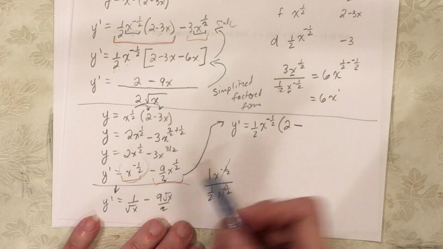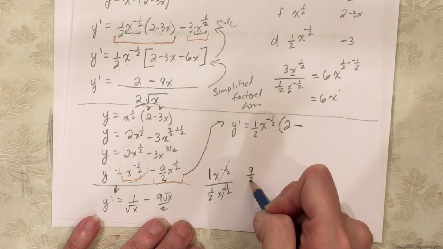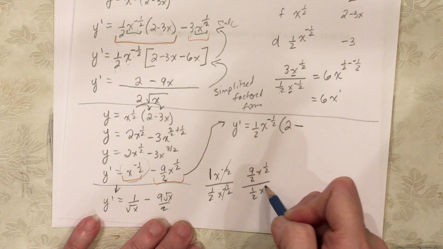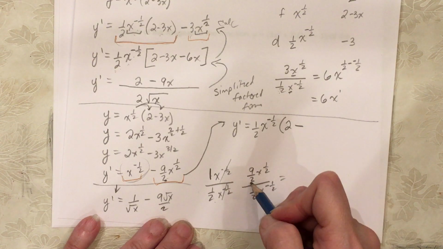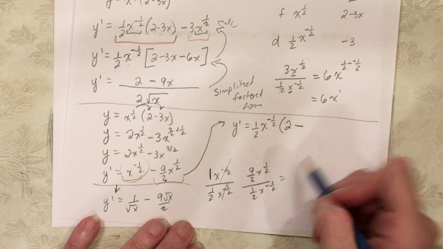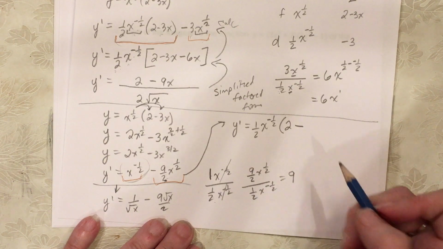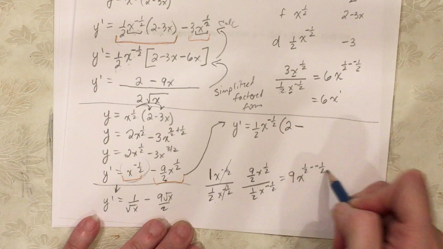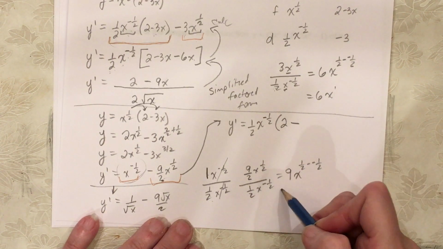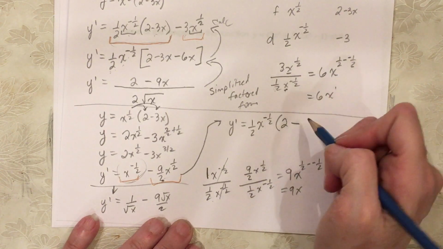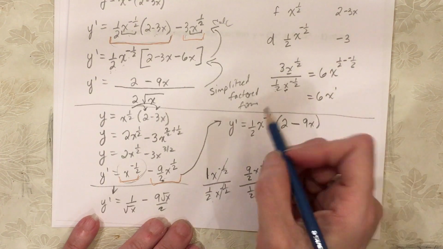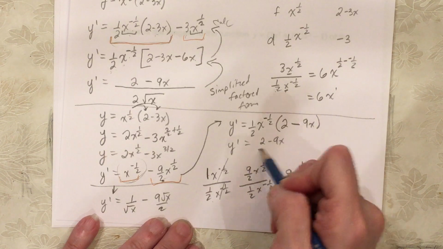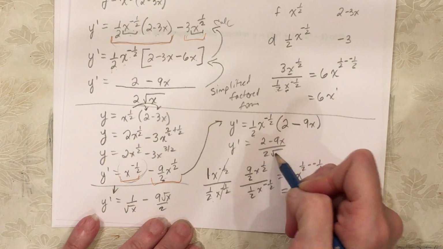Minus, so now we're dividing 9 over 2 x to the half by half x to the negative half. So how many times does a half go into 9 halves? 9 times, okay? And then x to the half minus negative half is x to the 1 again, so we have 2 minus 9x. Again, so 2 minus 9x over that 2 goes to the denominator, root x.